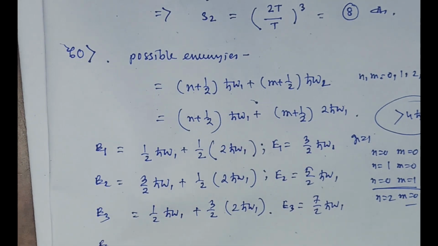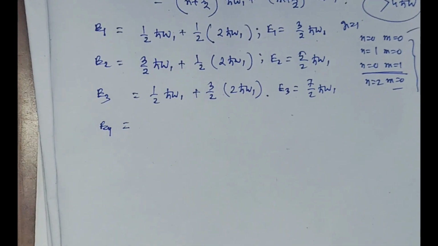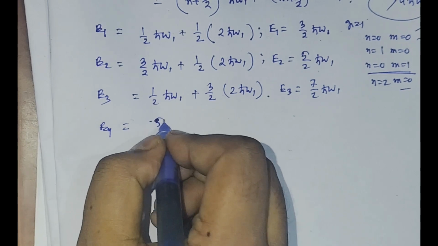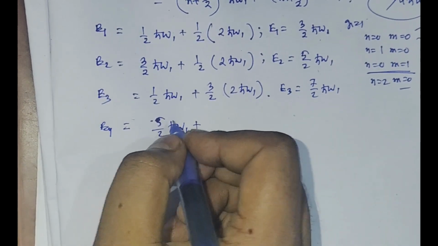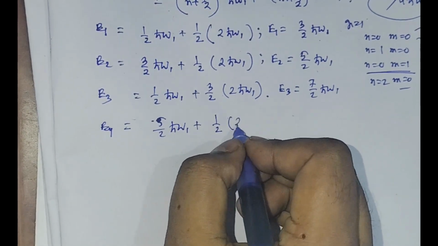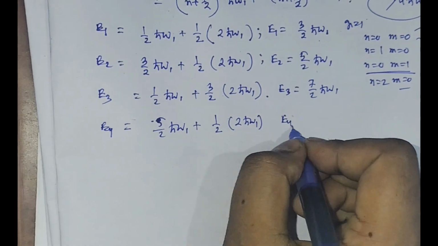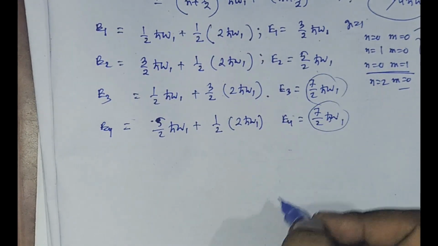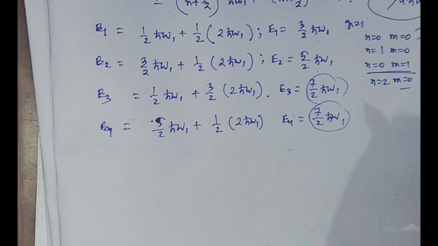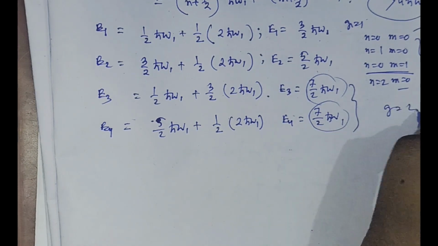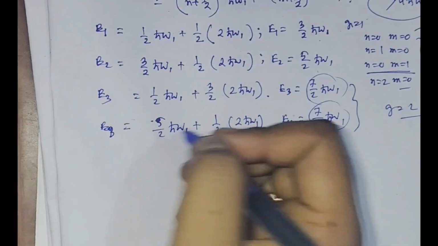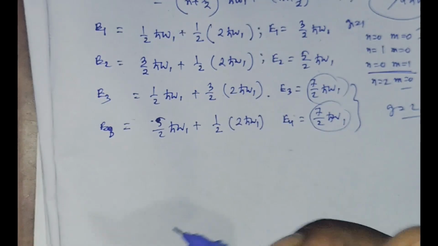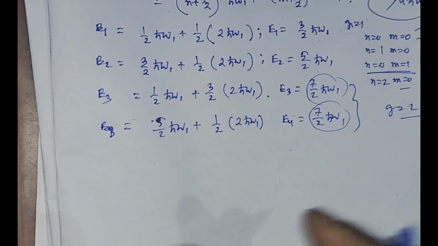And same for here, E4 equal to 5 by 2 ħω1 plus 1 by 2 into 2 ħω1, and E4 equal to 7 by 2 ħω1. Now you can see that both are same. So here degeneracy G equal to 2, and I can write this as E3. This is not a different energy level, E3 and E4. I can write it as E3, and I will choose only one.